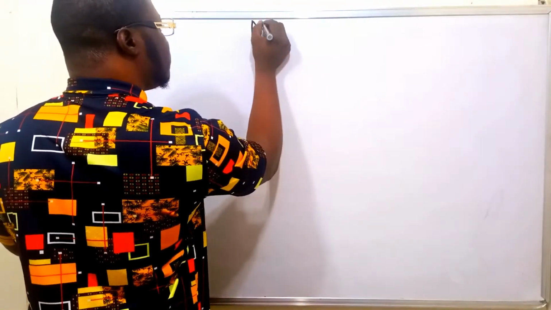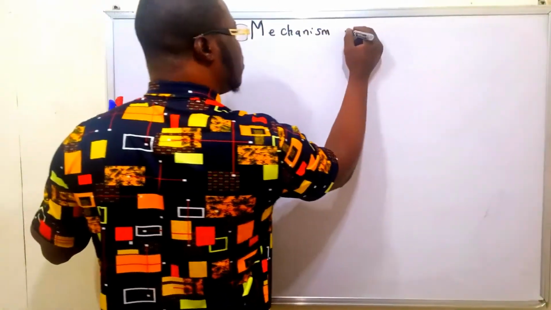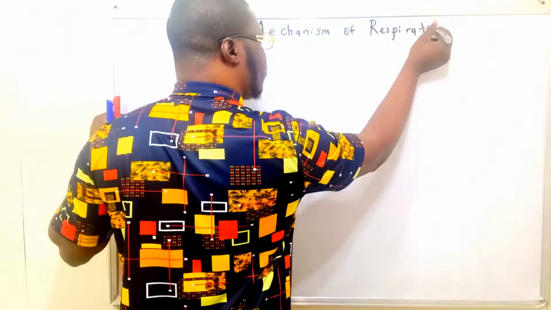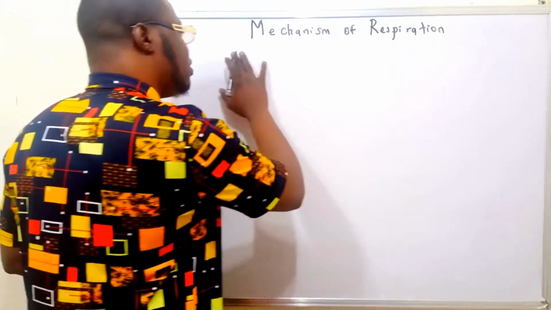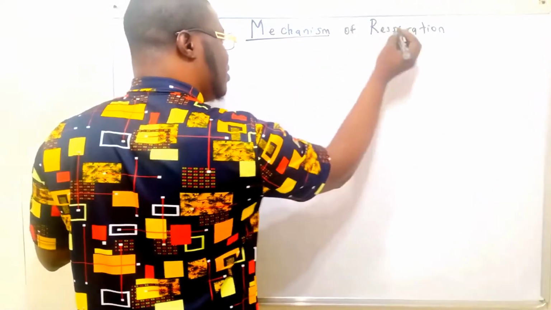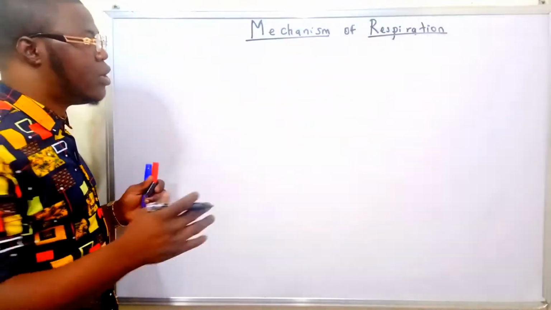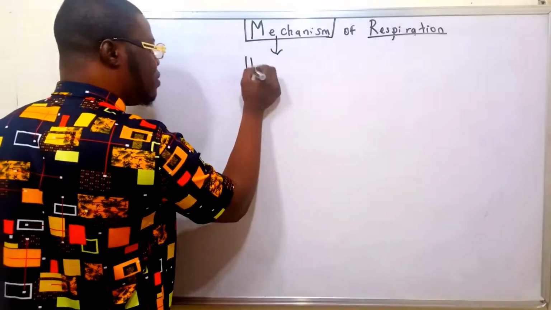Welcome back. Now, talking about the mechanism of respiration. It revolves around two major words: the word mechanism and the word respiration. Now, what is the meaning of mechanism? We know that in anatomy and physiology, mechanism most of the time deals with homeostasis.